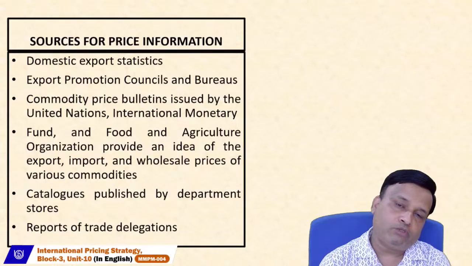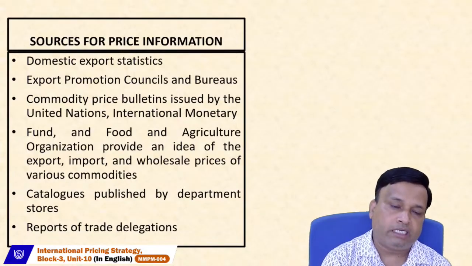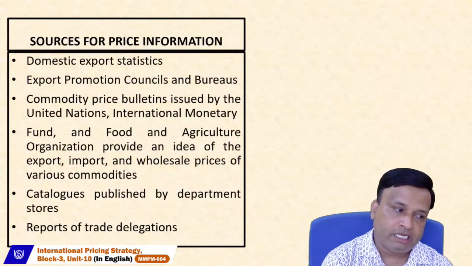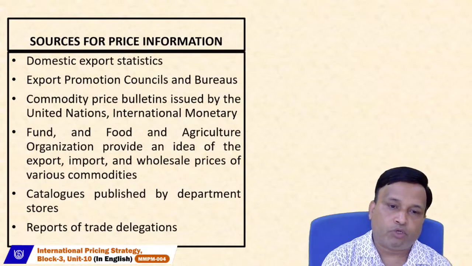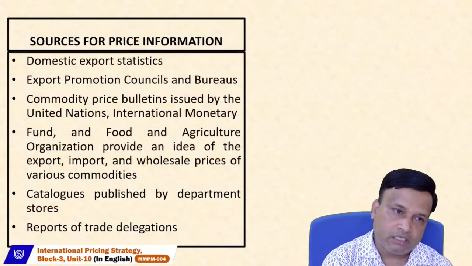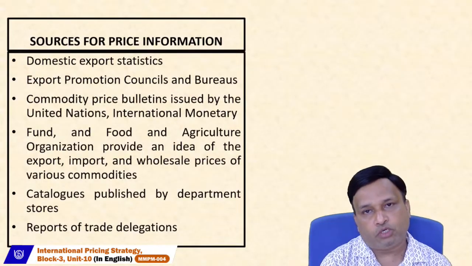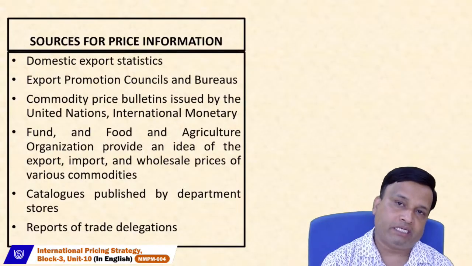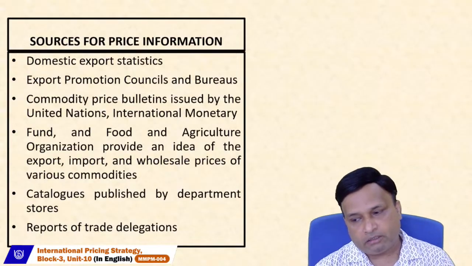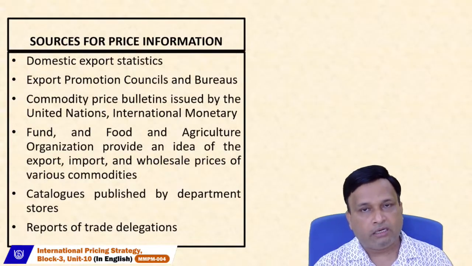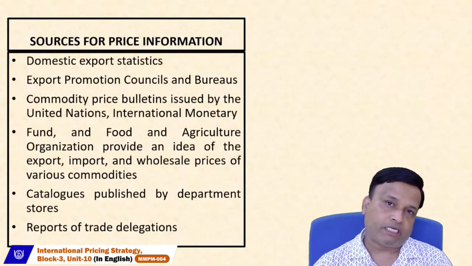Catalogs published by department stores. The catalog decided by the Food and Agriculture Organization provides an idea of the export, import and wholesale prices of various commodities. The government is already notifying that you cannot increase the price of certain products like fertilizers or sugar, where the government has control over the price.